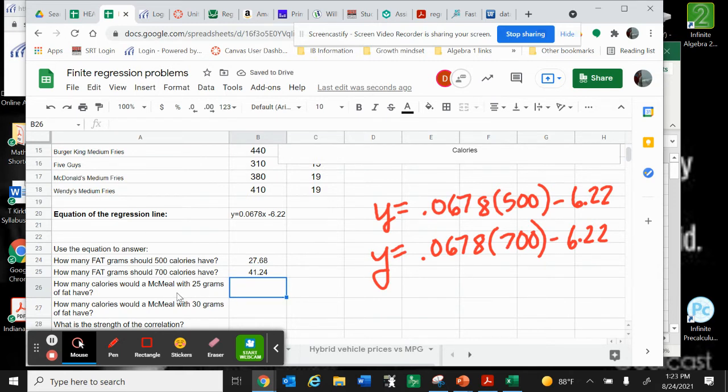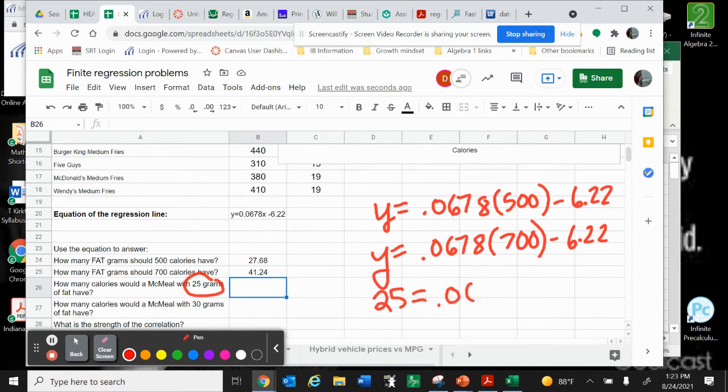Now, the other question they could say is, well, what about if you had a McMeal that had 25 grams of fat? How many calories would that be? So the difference here is this time they're telling you fat. So they're telling you the y value. So we're solving in a different way. We're going to set y equal to 25 and we're going to solve for x.